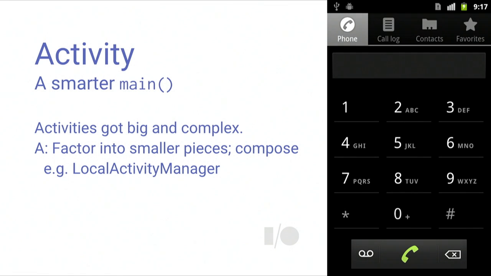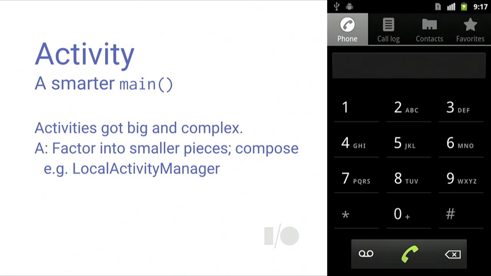So over time, activities just started getting big and complex. And basically, the way that you deal with complexity is that you factor out smaller pieces so that you can compose them. Back in the pre-Android 3.0 days, we had this thing called Local Activity Manager that could work in concert with a tab host widget that you can see here in the old Gingerbread Dialer app.